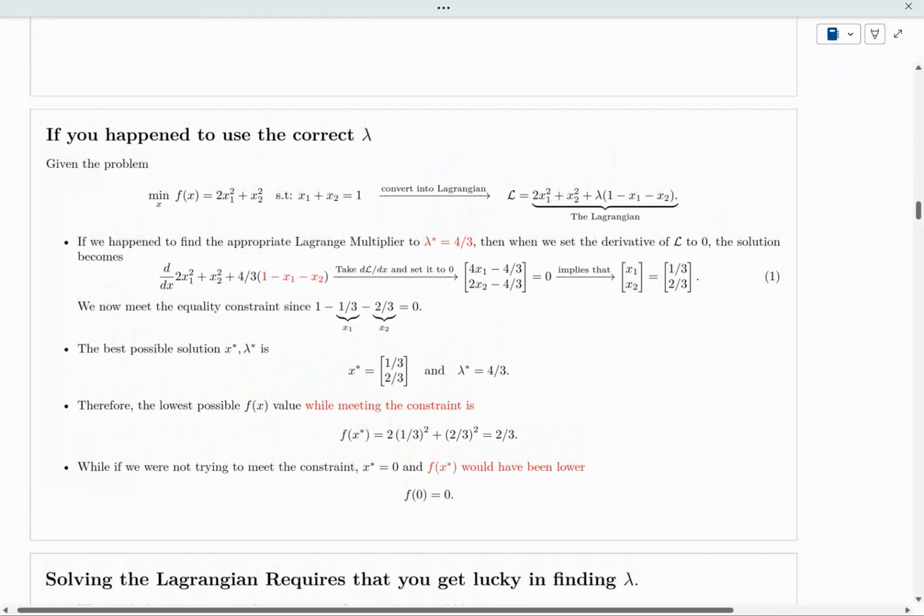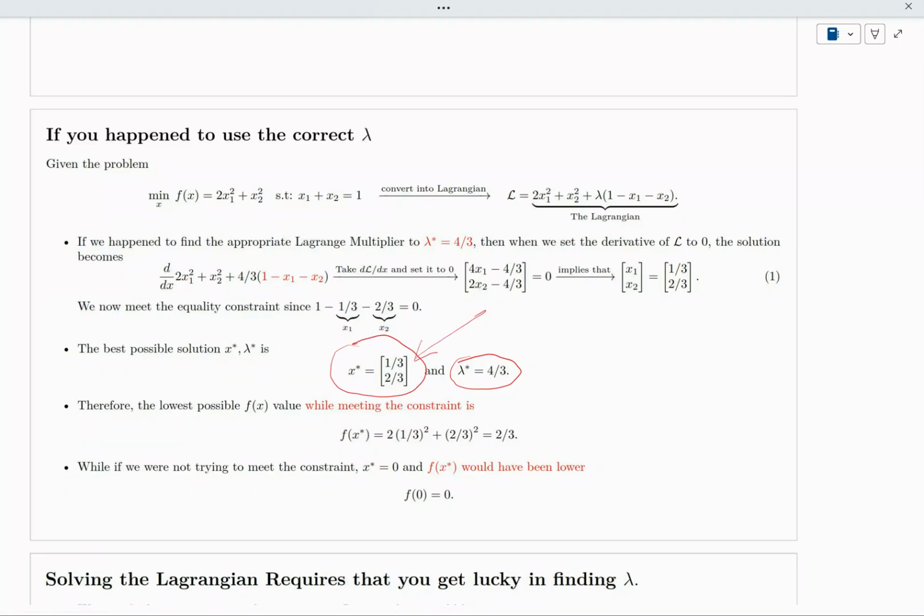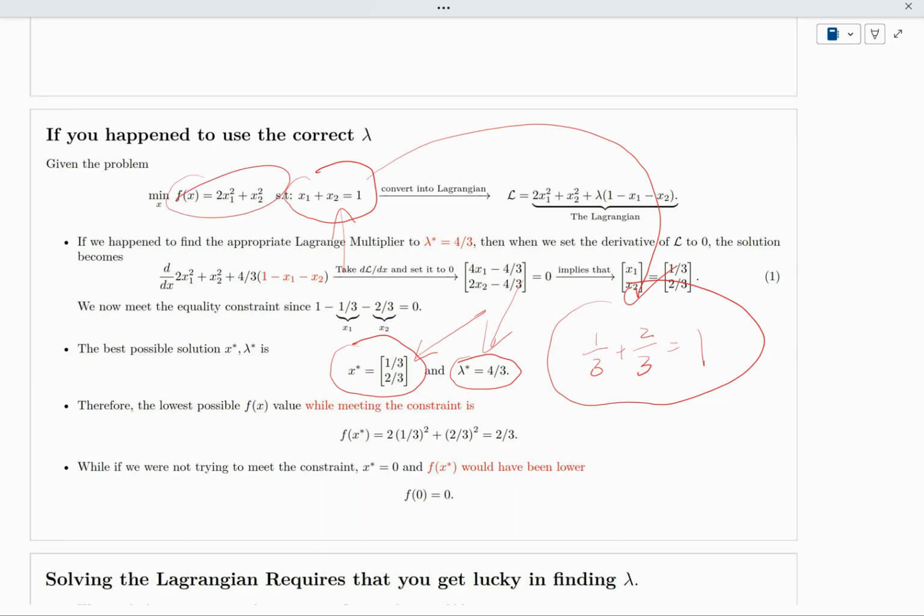You will see that given lambda as 4 over 3, you would find x star as 1/3 and 2/3, which when you add them together, 1/3 plus 2/3, is equal to 1. You see how the constraint is now satisfied. So at lambda equals 4/3, simultaneously the constraint is satisfied and you're finding the solution that minimizes the function, right?